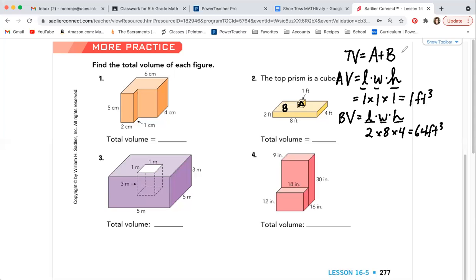So what would the total volume be? 1 and 64, what would that be altogether, everybody? 65 feet cubed.